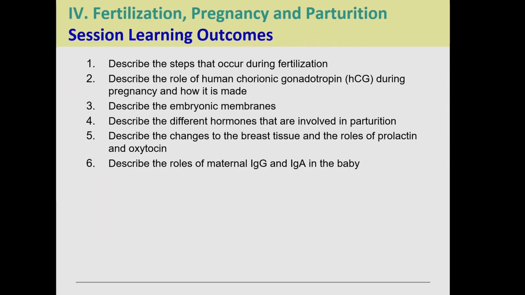Or for this last one, we're going to actually combine a couple of these sections because they're relatively short. We're going to look at fertilization, pregnancy, and parturition. For this first part, we're going to talk about fertilization, human chorionic gonadotropin and what it does, the embryonic membranes, the hormones involved in parturition, the changes in breast tissue and prolactin, oxytocin's role, and then the maternal IgG and IgA antibodies in the baby.